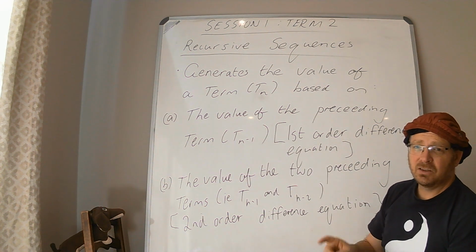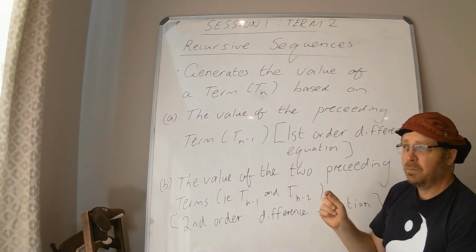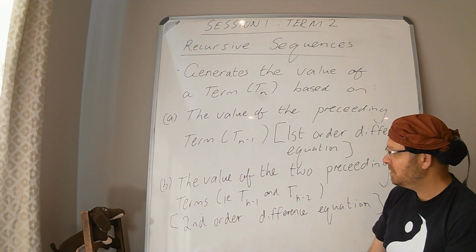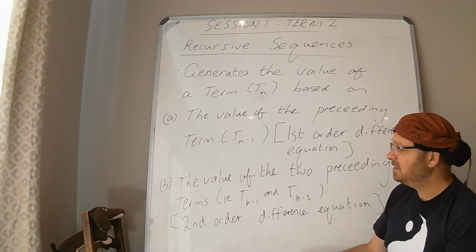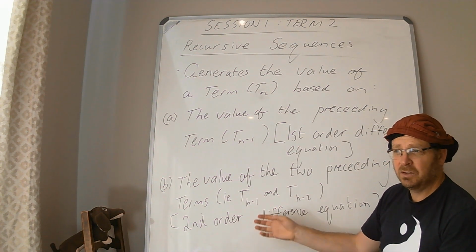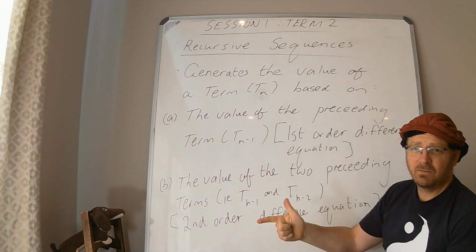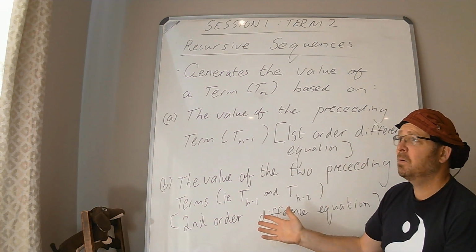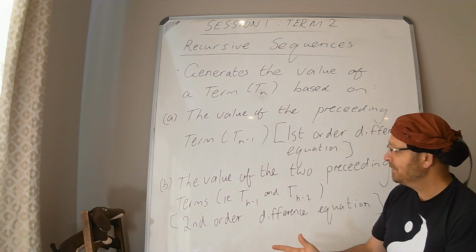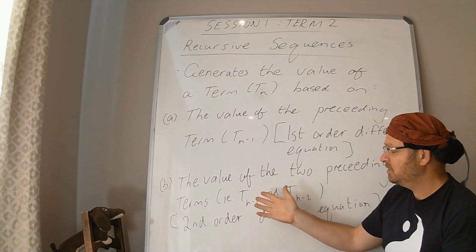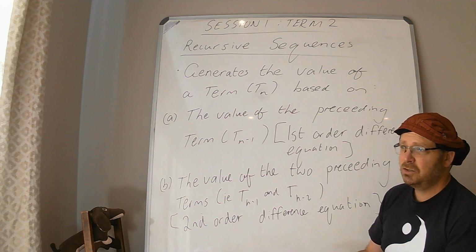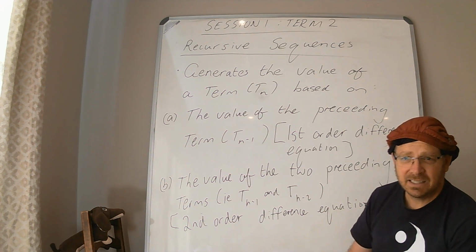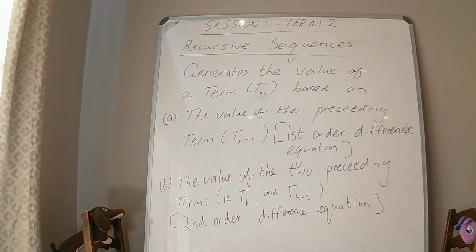If it depends on just the one term before, on the preceding term, that's called a first order difference equation. However, if it depends on the value of two preceding terms, we haven't really done these yet, in other words, to get term 5 you'd need term 4 and term 3. To get term 21, you'd need term 20 and term 19. In general, to get Tn, you'd need Tn minus 1 and Tn minus 2. So it depends on two terms before, hence it's called a second order difference equation. Get that down.